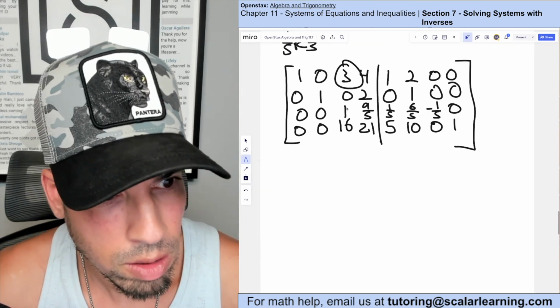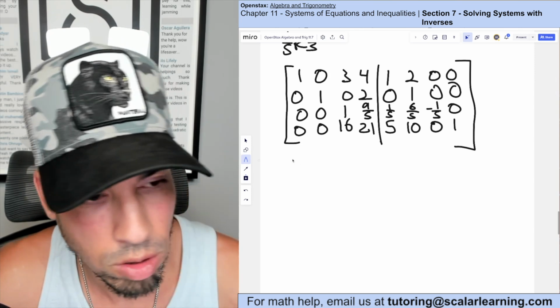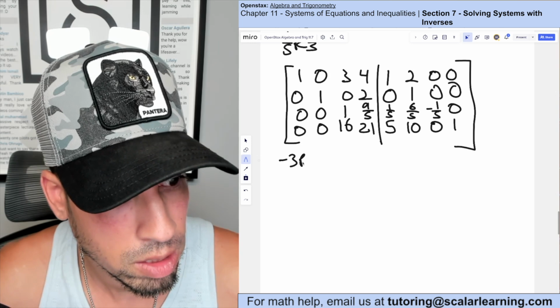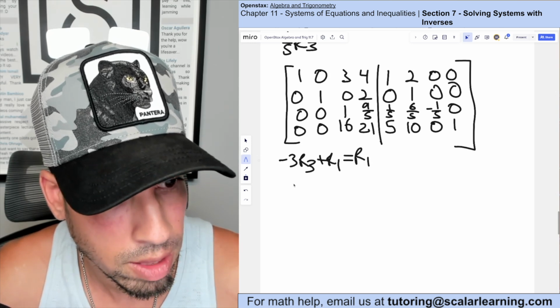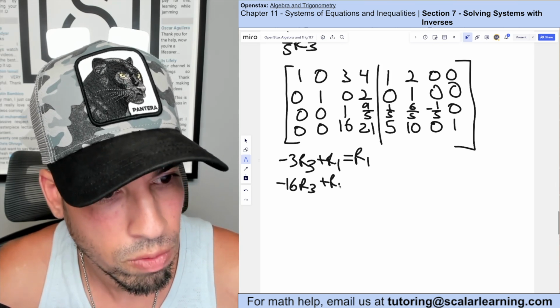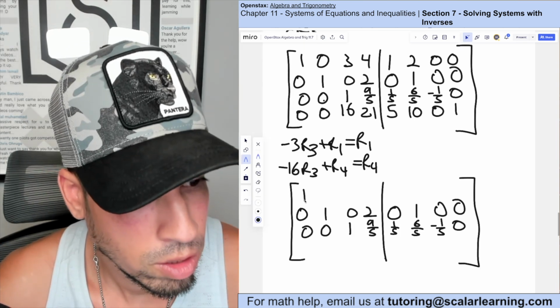Now we need to zero out this guy and this guy. So let's do again 2 operations in 1 move. We'll say negative 3 times row 3 plus row 1 is going to give us a new row 1. And then negative 16 times row 3 plus row 4 is going to give us a new row 4. Let's write it out. So we got 0 plus 1 is 1.